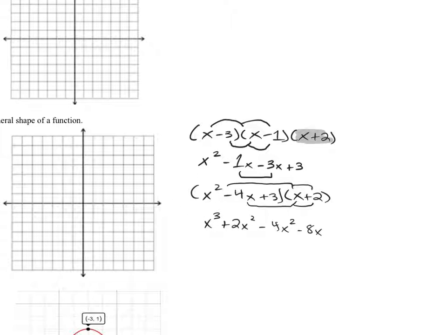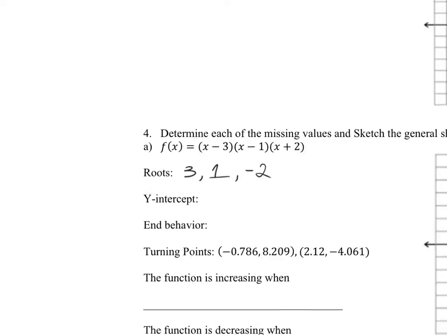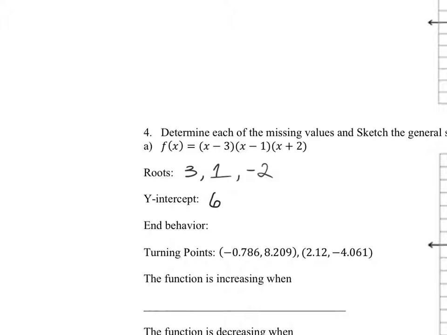Now we would have to do positive 3 times x and positive 3 times 2. So that would end up becoming positive 3x and positive 6. Now we would have to combine like terms once again. Like terms would be 2x squared and negative 4x squared, as well as negative 8x and positive 3x. So it would now look like x cubed minus 2x squared minus 5x plus 6. So now we have the y-intercept. We know it is positive 6, so we would go back over here. For the y-intercept, we would simply put 6.